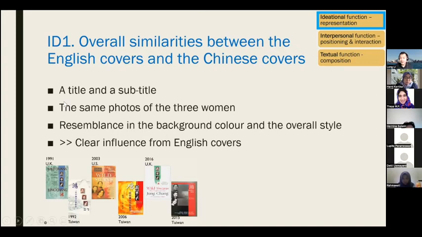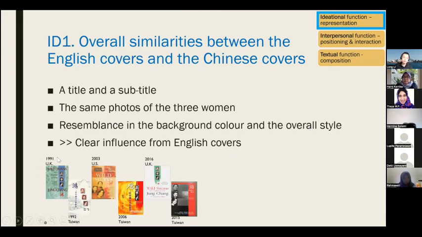What do I mean by that? Well, all English and Chinese covers contain a title and a subtitle. So that's different from the Indonesian and the French, whereby there's no subtitle. All of them use the same images of the same three women. Again, that contrasts with many other language covers. There is even a resemblance in the background color and the overall style.